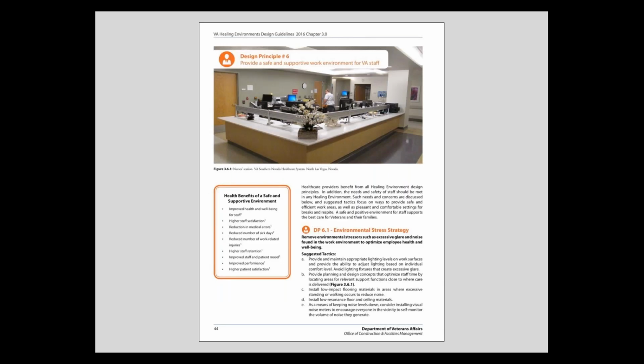And then a safe and supportive environment for VA staff. There's a lot of issues of burnout, of retention of staff, and in the future, a shortage of doctors. So to retain staff, to make them more efficient in how they can help their patients, we have to look out for them too. And we have to create an environment that is therapeutic for them as well.